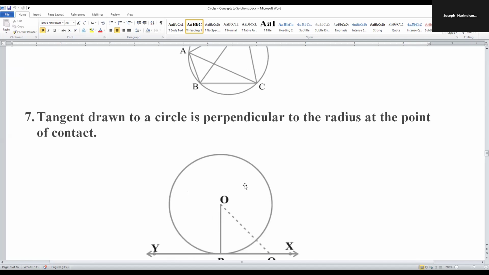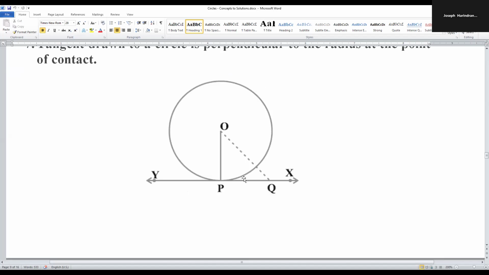A tangent drawn to a circle is perpendicular to the radius at the point of contact. See, this is the figure. You have the circle, you have the radius, the line passing through the radius at the point of contact, OP. See, this is perpendicular to the tangent at P.